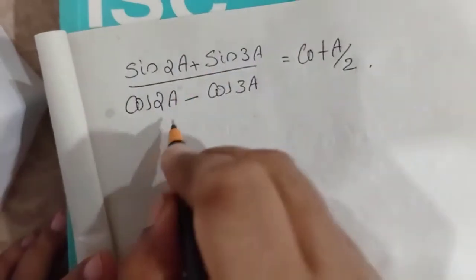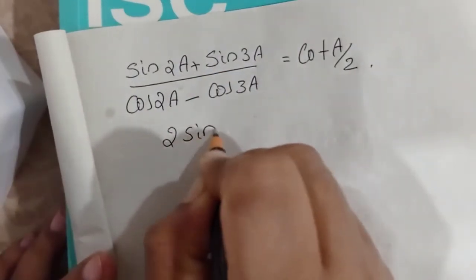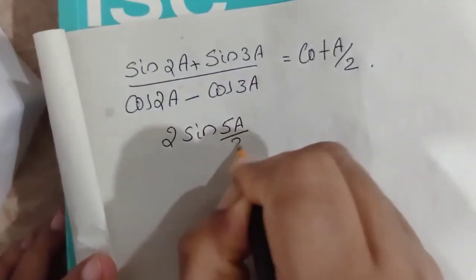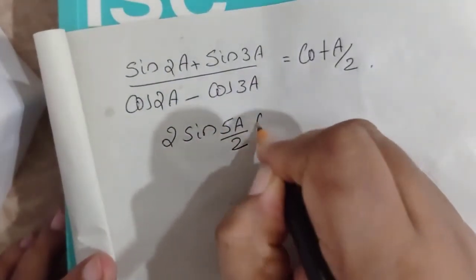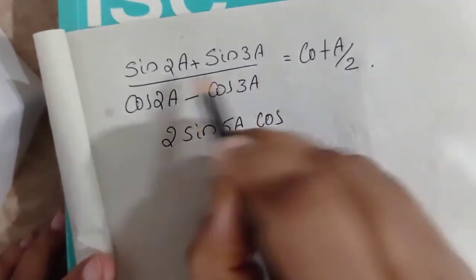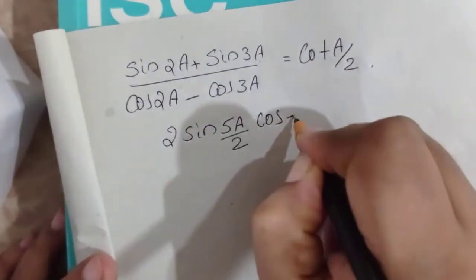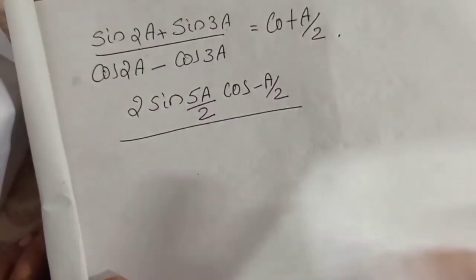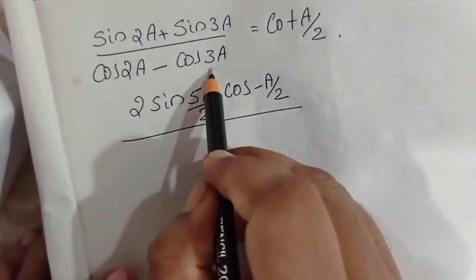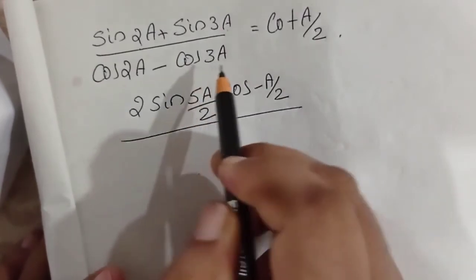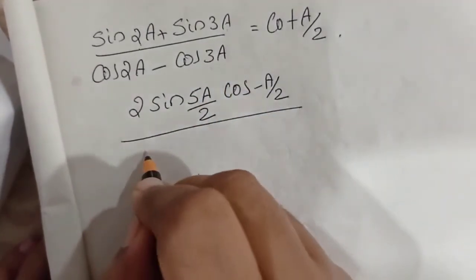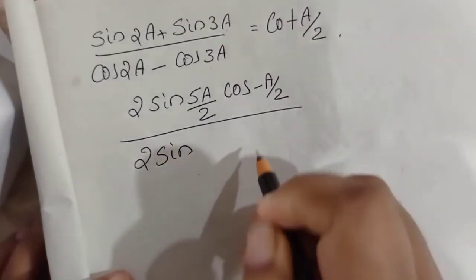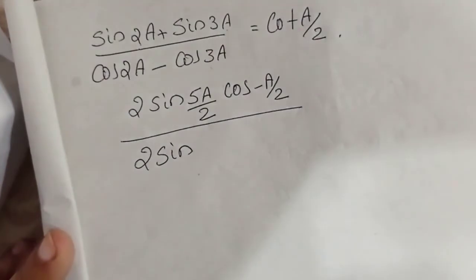What is sin C plus sin D? 2 sin C plus D by 2. 2A plus 3A, what is that? 5A by 2 cos 2A minus 3A by 2, that is minus A by 2. Agree? Now, what is cos C minus cos D? Cos C minus cos D is 2 sin. Say the answer.